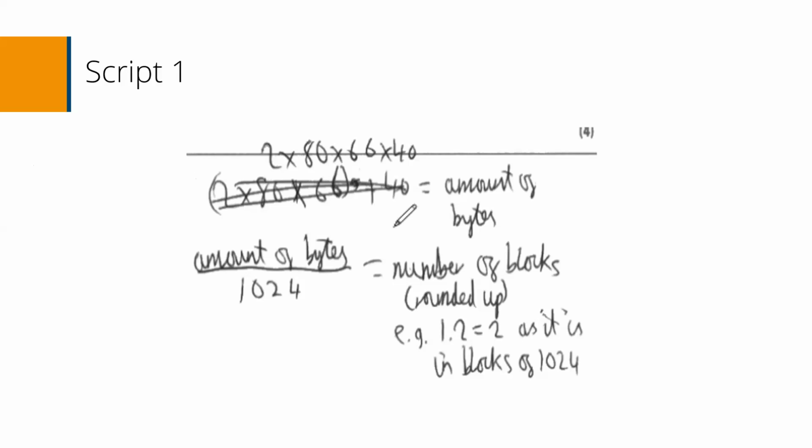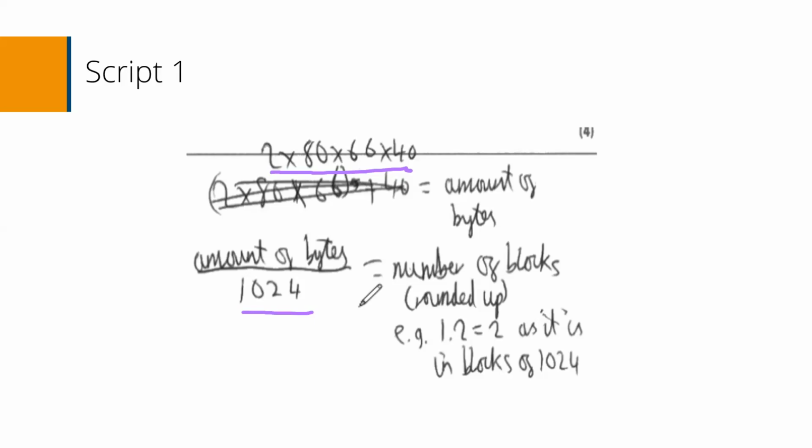Then the next mark is for divided by 40 or divided by 80. Unfortunately, they've multiplied, so it's not going to work there. Then divided by 1024. Now, we've got to see how this candidate has done it. It's rather weird, but we're going to accept it. They have said that this bit here is the amount of bytes. They then put the amount of bytes in the next bit of the calculation and divided it by 1024. So they can get the marking point there for a division by 1024. That's what they're implying there.